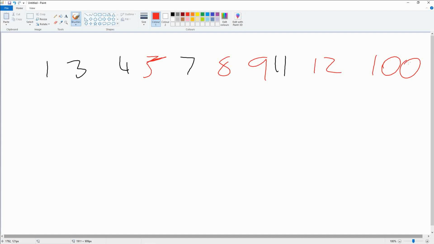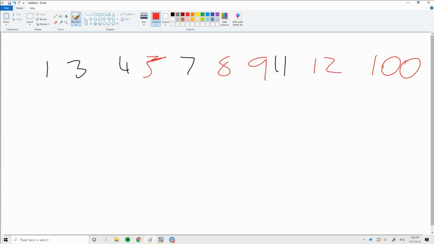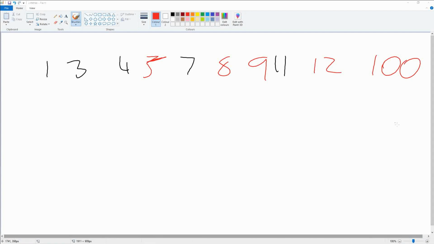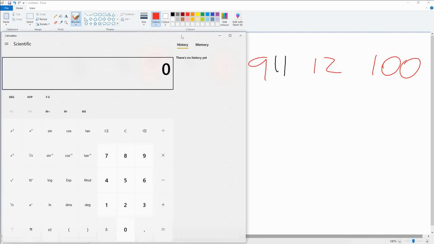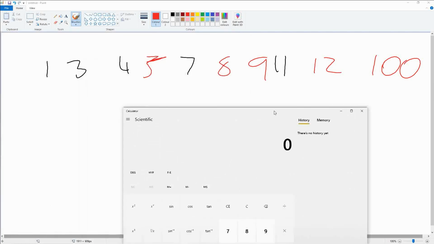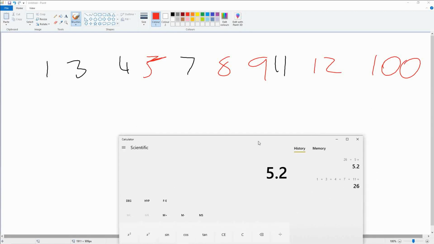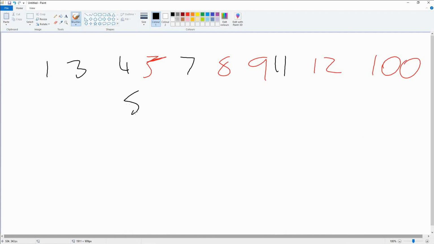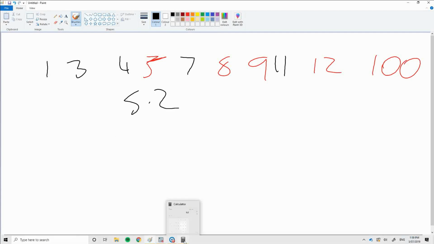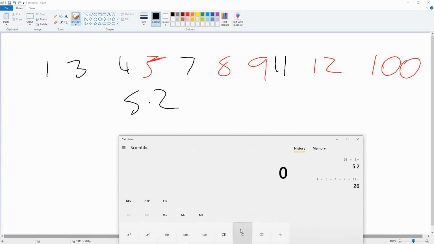But I guess the thing that we can take away from this now is if I was to calculate the means, let's see what I get. 1 plus 3 plus 4 plus 7 plus 11. If I divide this by 5, I'm going to get 5.2. Now if I do it for the red, let's see what I get. 5 plus 8 plus 9 plus 12 plus 100. Divide this by 5, and I'm going to get 26.8.